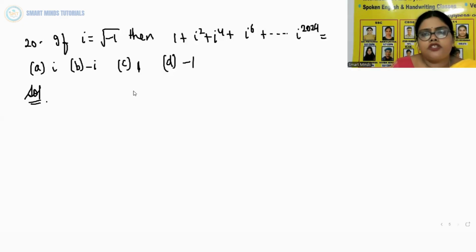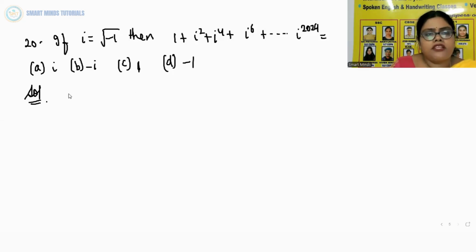Yes, take the next question. This is the simplest one. If i equals root over minus 1, then 1 plus i square plus i power 4 plus i power 6 plus so on up to i power 24 equals to dash.